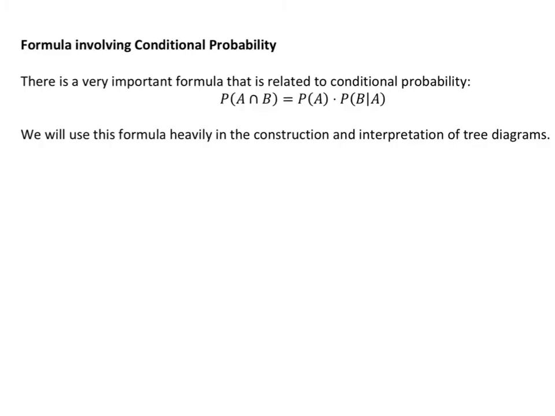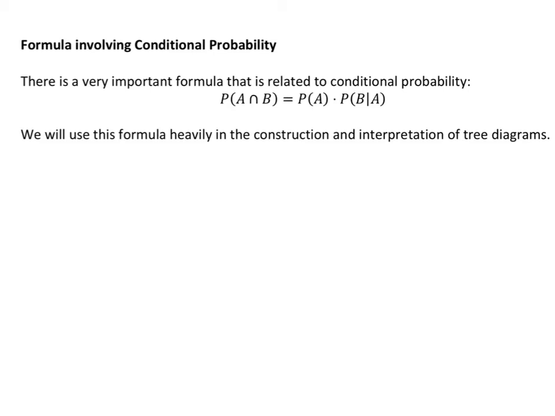There is a formula that's really helpful that governs conditional probability and intersections, and here's this formula. The formula states that the probability of A and B both happening is equal to the probability that A happens times the probability that B happens given that A happened. Ultimately, what this formula is saying is that if you want the probability of both A and B happening, you need to multiply the probability of A by the probability of B. But remember that B may be dependent on A happening. We're going to use this formula a lot when we're constructing tree diagrams.